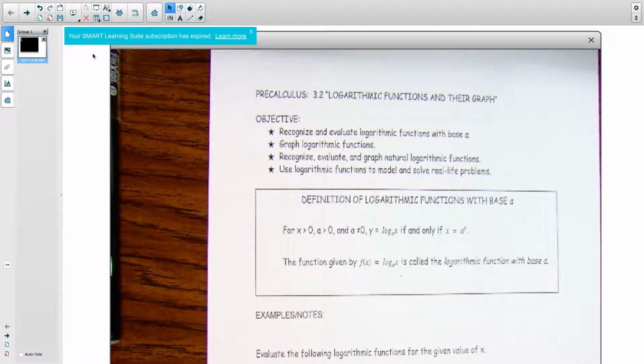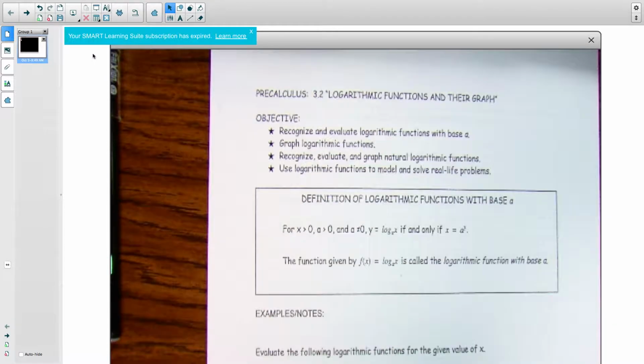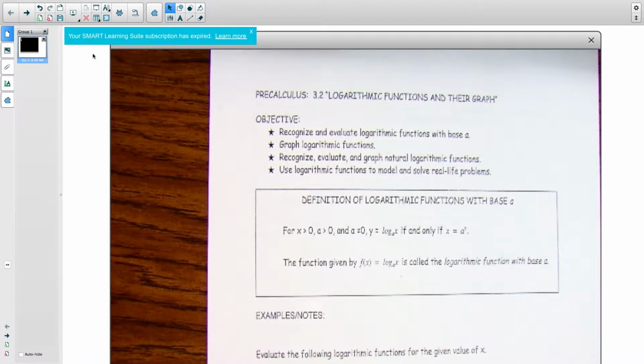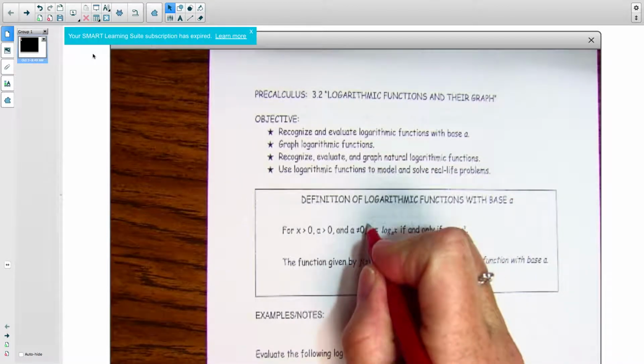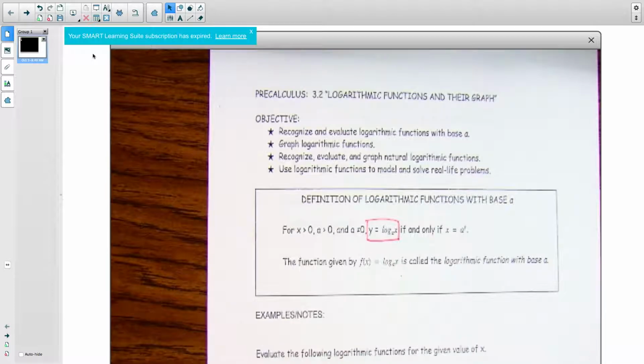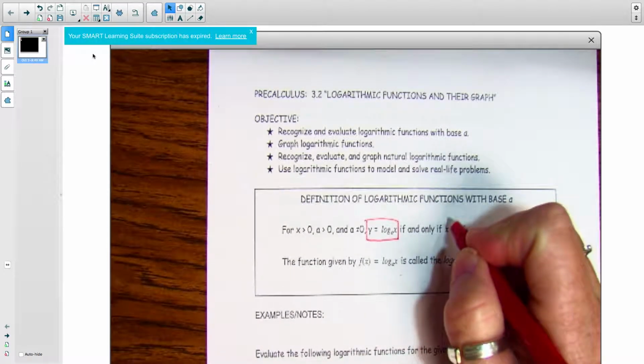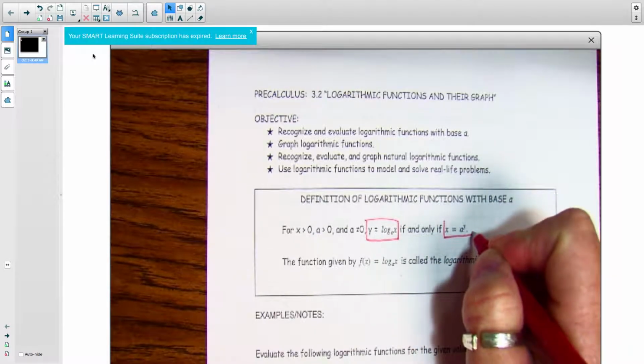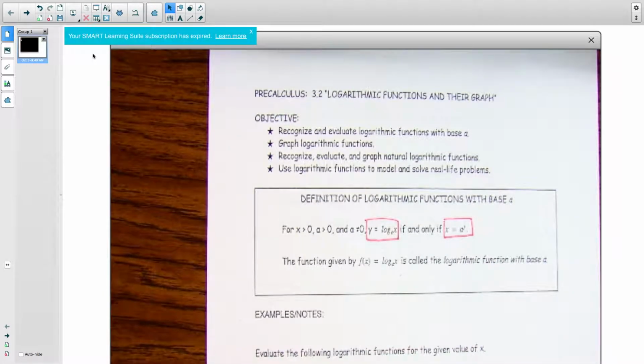All right, we're going to look at logarithm functions and their graphs. And the definition of a log is: y equals log base a of x if and only if x equals a to the y.